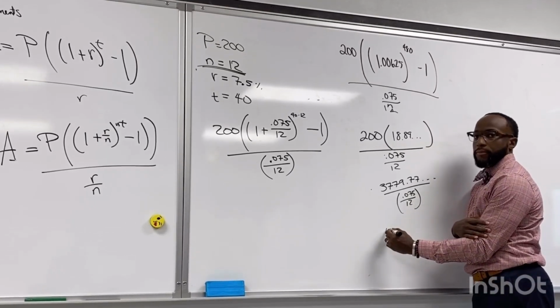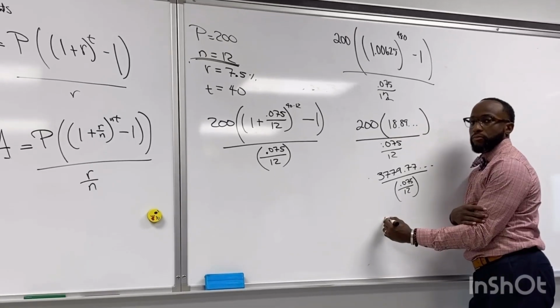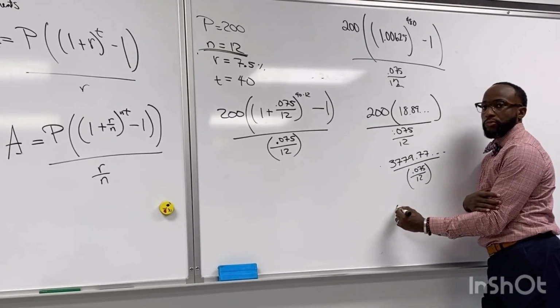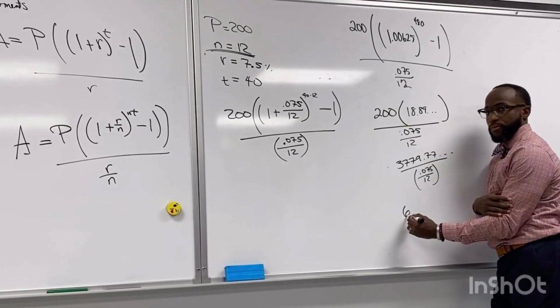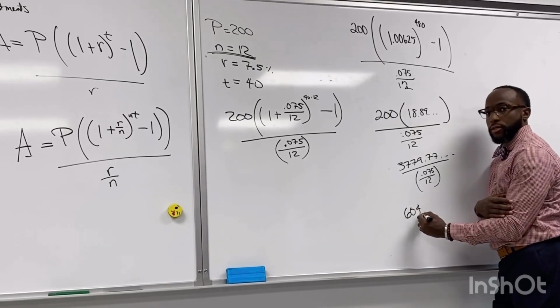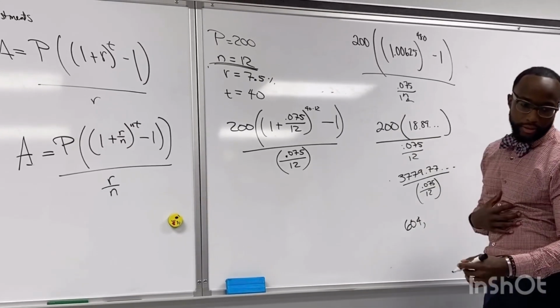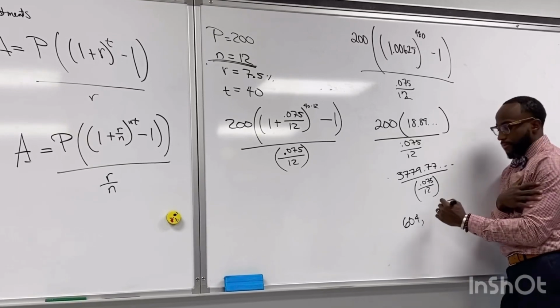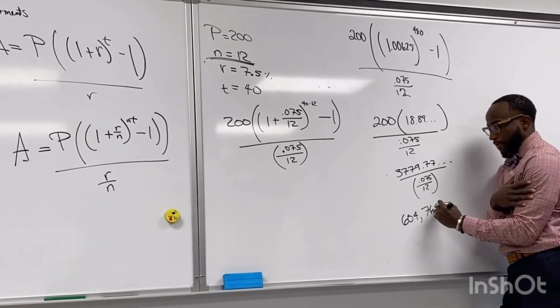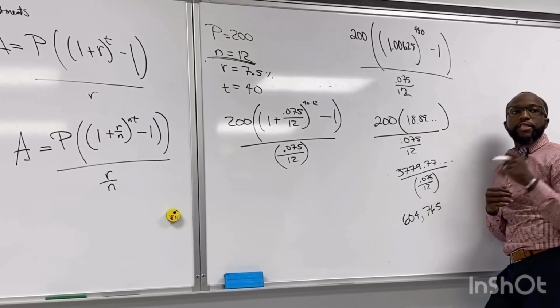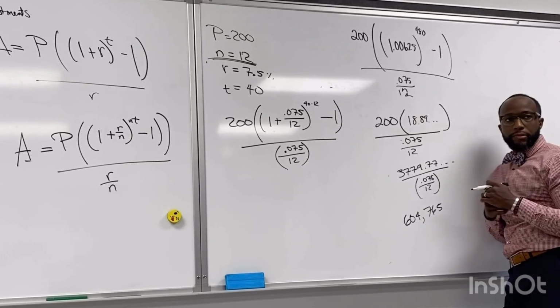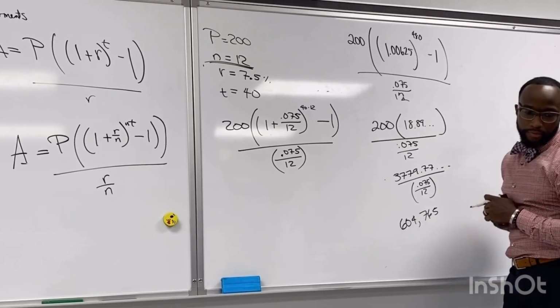You should get, did you get 604? Yeah. 604,765. Okay. Right. 764 in point what? 4348. Okay.